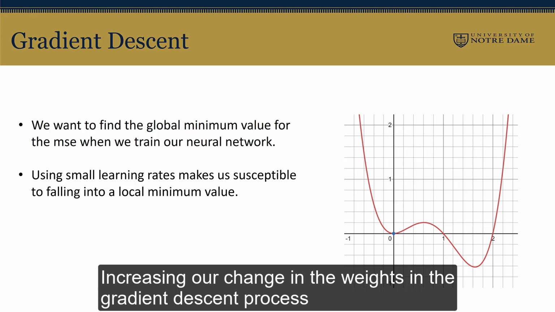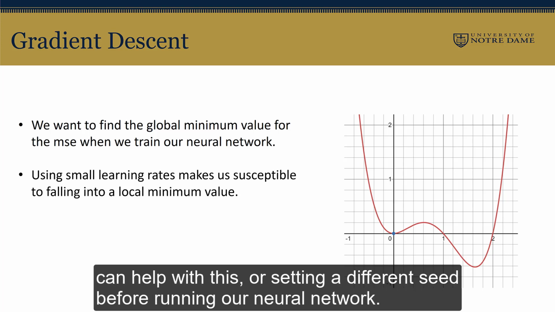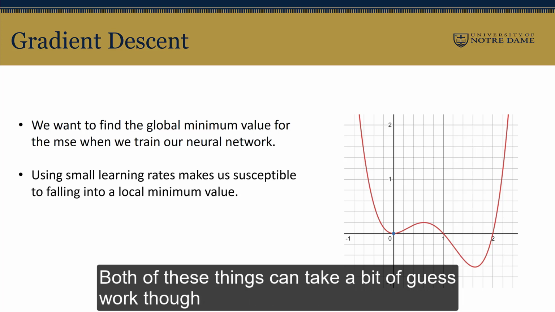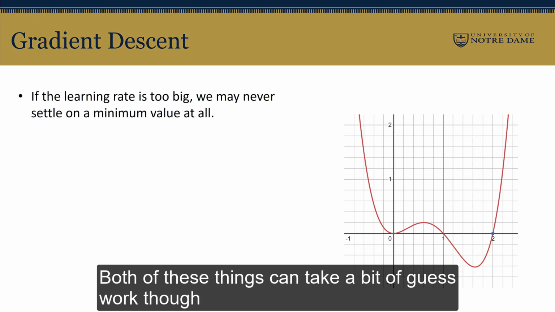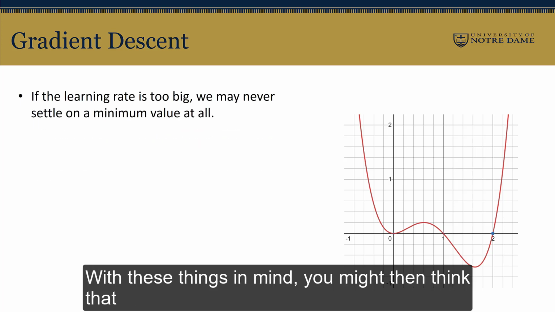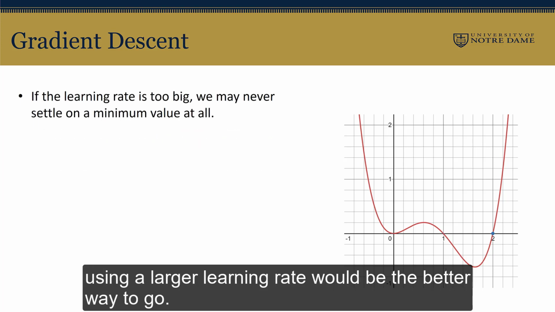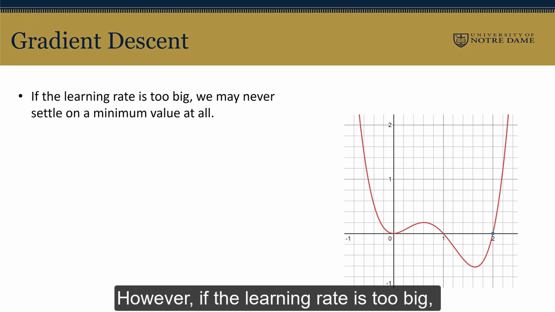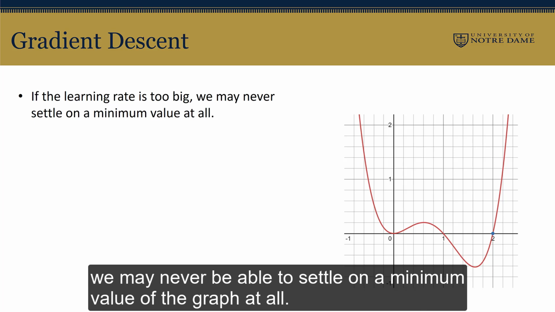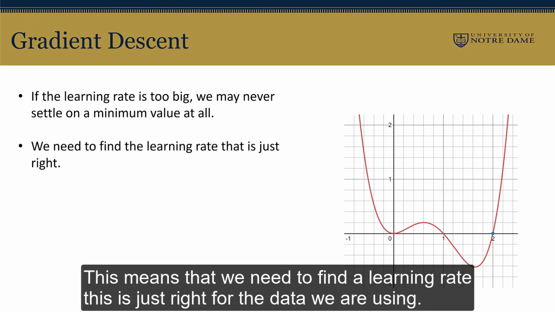Increasing our change in the weights in the gradient descent process can help with this, or setting a different seed before running our neural network. Both of these things can take a bit of guesswork, though. With these things in mind, you might think then that using a larger learning rate would be the better way to go. However, if the learning rate is too big, we may never be able to settle on a minimum value of the graph at all. This means that we need to find a learning rate that is just right for the data we're using.